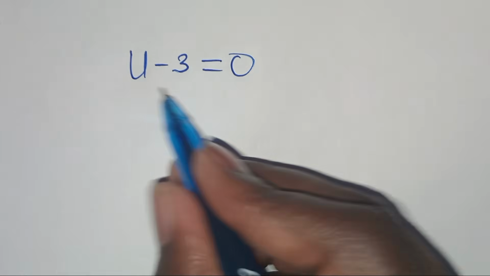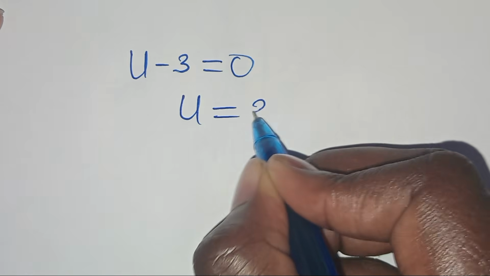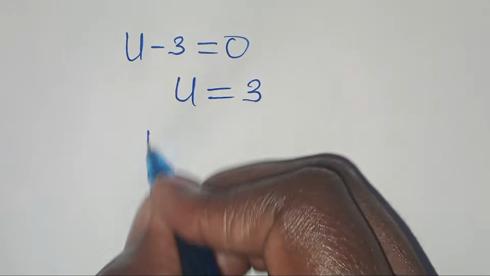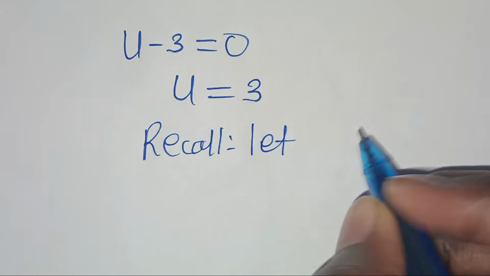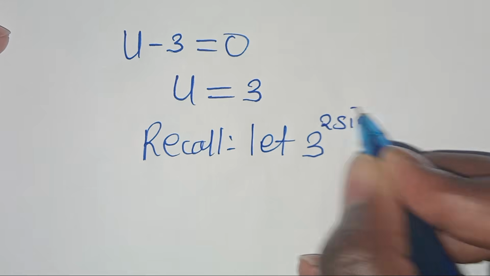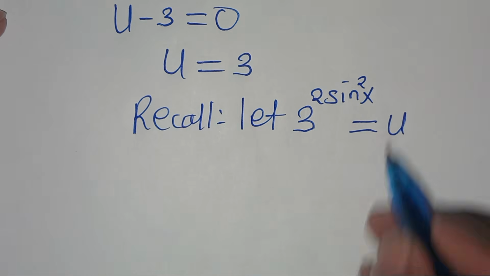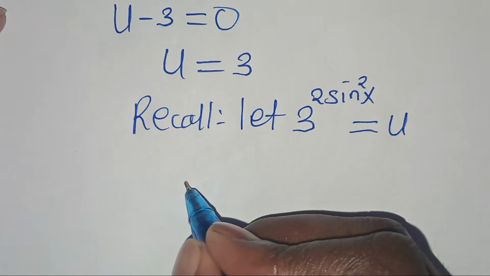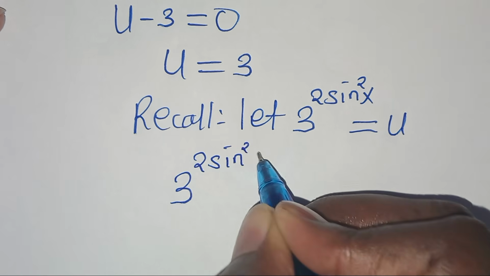So we have u minus 3 equal to 0, so this means that u is equal to 3. Now if you recall, we have seen that we let 3 raised to the power of 2 sine squared x be equal to u. So let's substitute u with 3. So we have 3 raised to the power of 2 sine squared x.